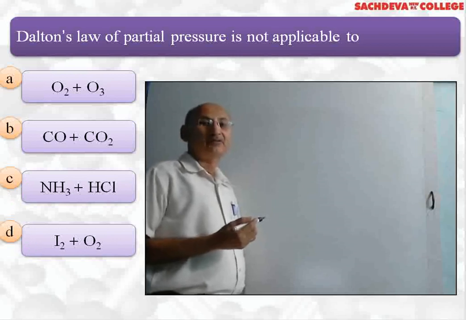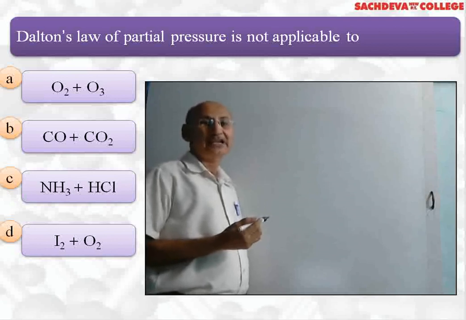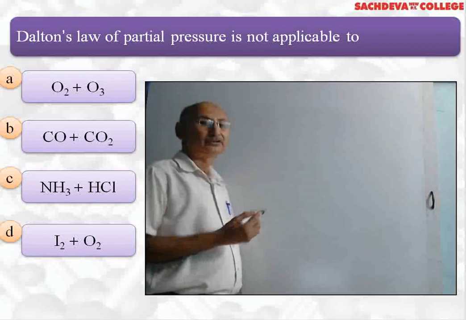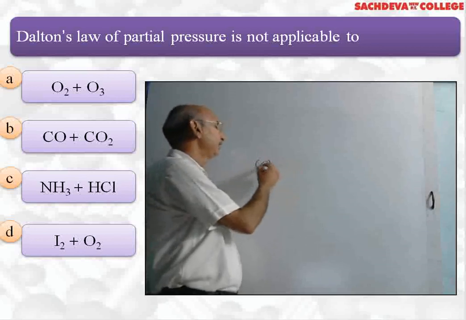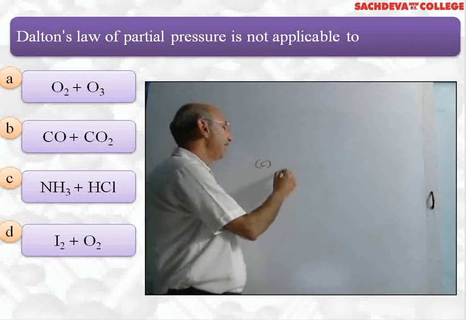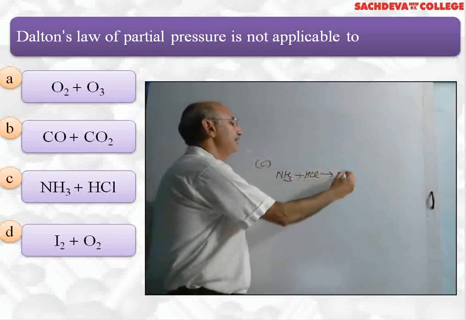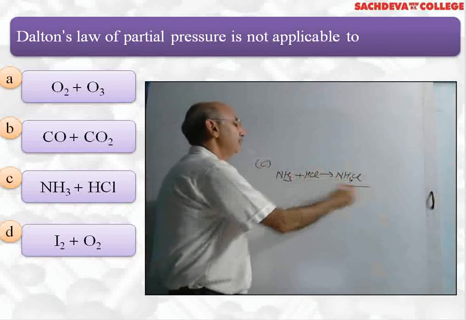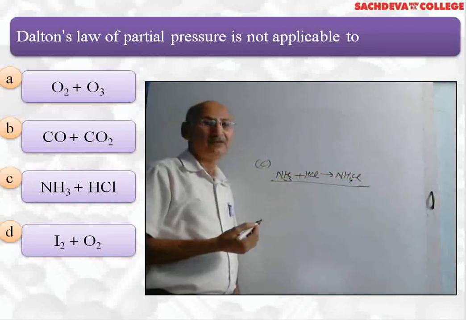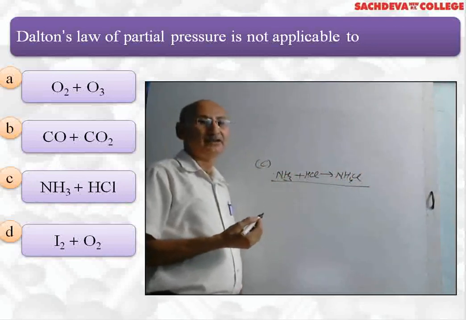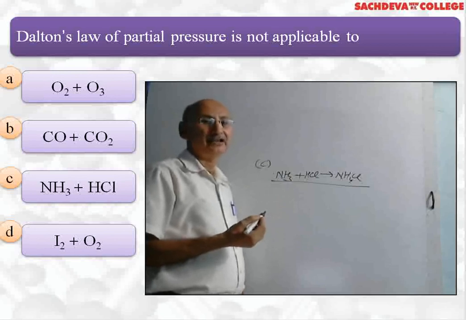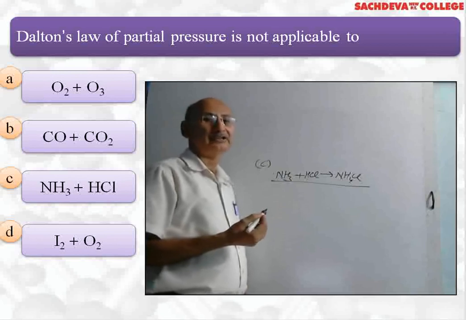Now Dalton law of partial pressure is not applicable to those gases which can react with each other. So here correct answer is C part. Why? Because ammonia and HCl can react at room temperature to form ammonium chloride. Therefore Dalton law of partial pressure is not applicable to ammonia plus HCl. It is applicable to all other gases because they do not react chemically.